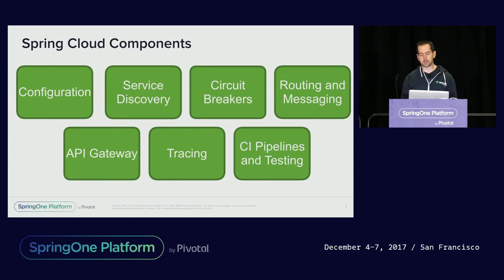Routing and messaging, this is probably the backbone to any cloud-native application. So your microservices are going to have to communicate with each other in some way, right? You're going to be making API requests between the different microservices. So having a way of routing your requests and sending asynchronous messages or whatever it may be is quite important.